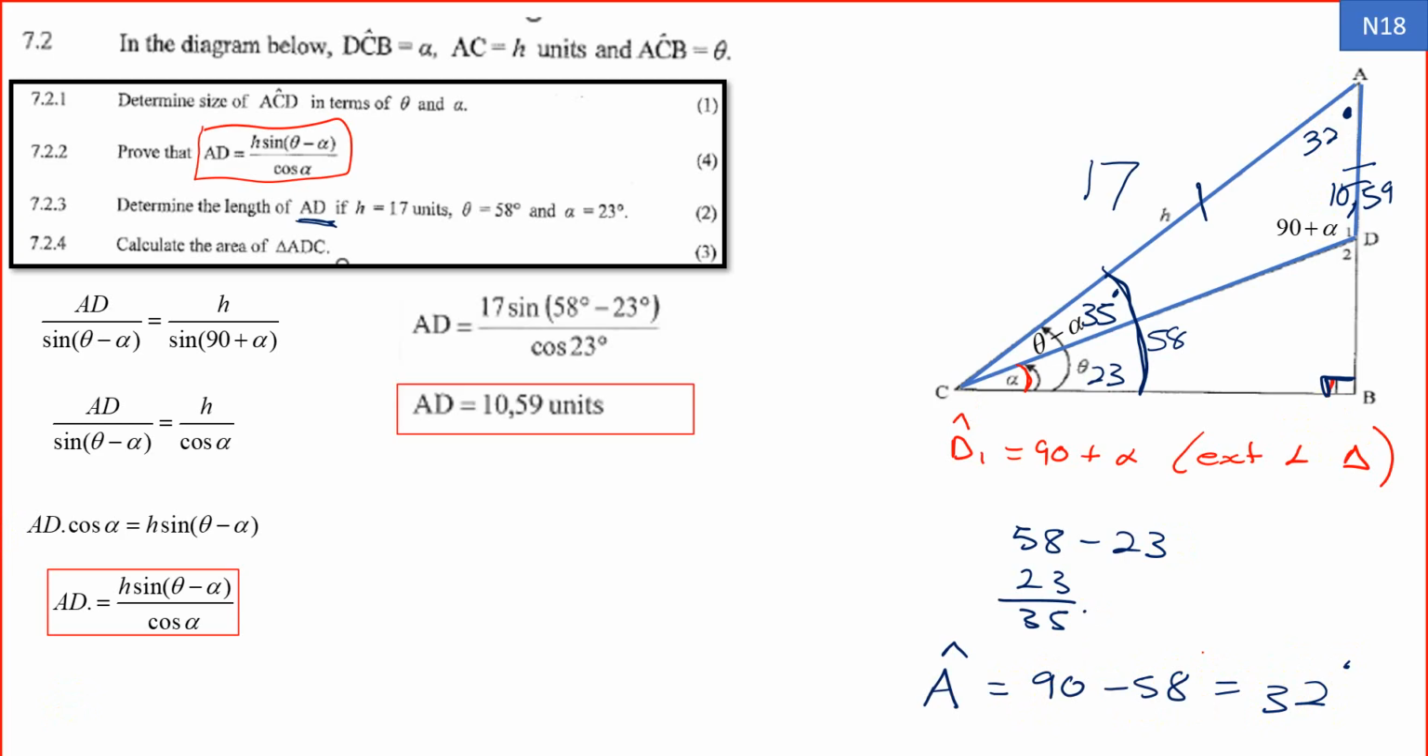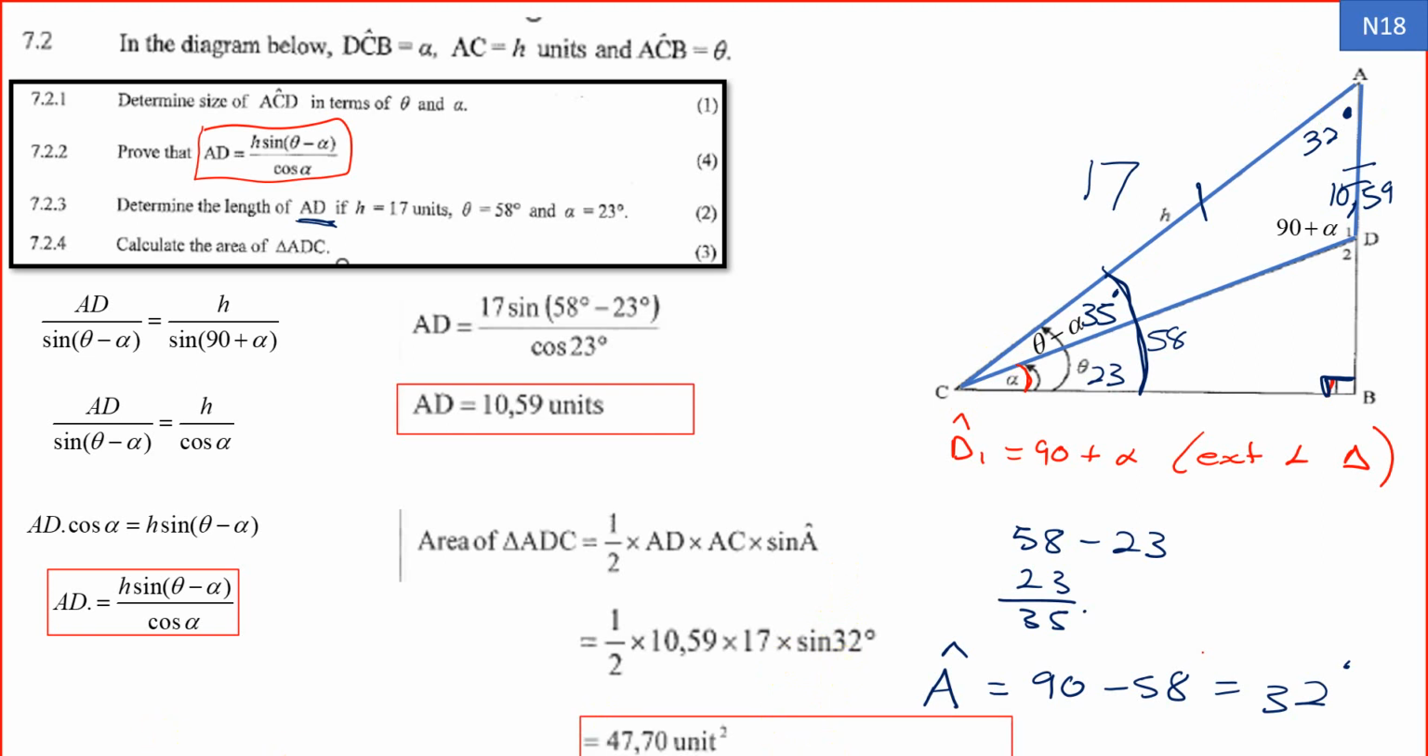And now we're going to use the area formula. The area of triangle ADC would be equal to half AD times AC times sine of angle A. And all we have to do is substitute the values. Half times 10.59 times 17 times sine of 32 degrees. And we can type that on our calculator and it should give us 47.70 units.